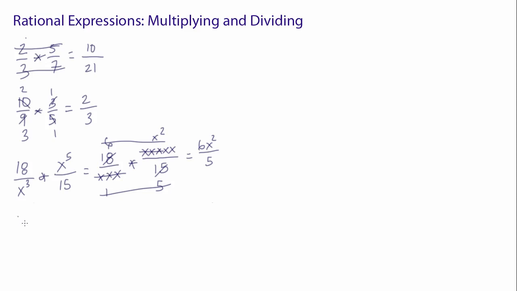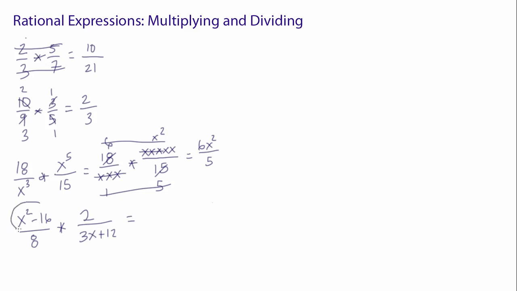Let's try the next problem. x squared minus 16 over 8 times 2 over 3x plus 12. All right, so this is more of a traditional rational expressions multiplying type problem. These type of problems you have to factor, and then you have to cancel and multiply. And we do that so that we don't have to reduce in the end so much. Usually you don't have to reduce anymore.